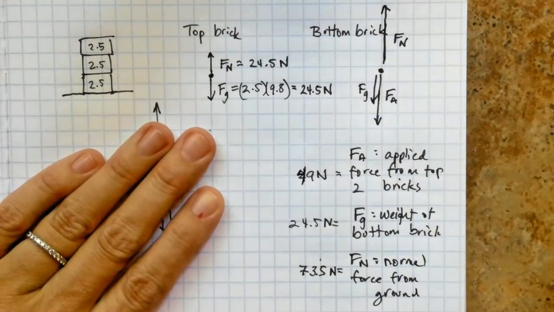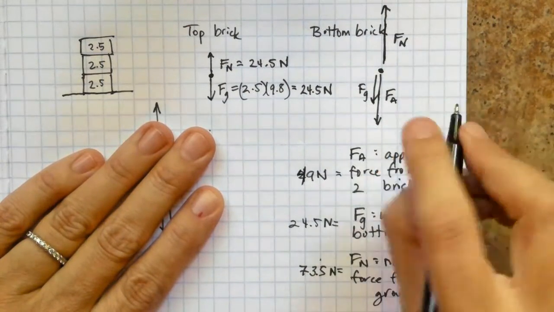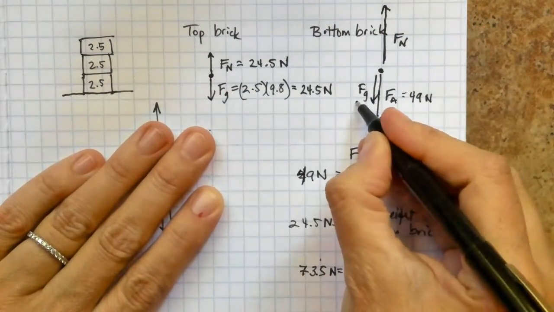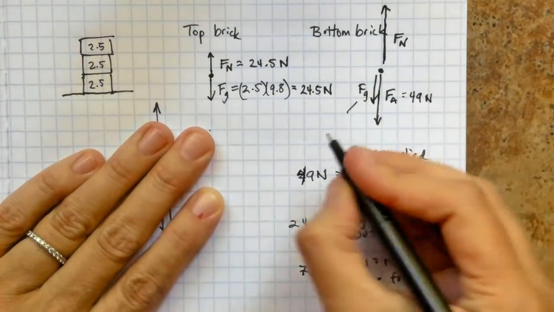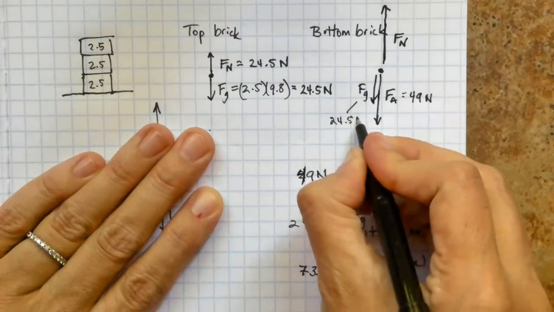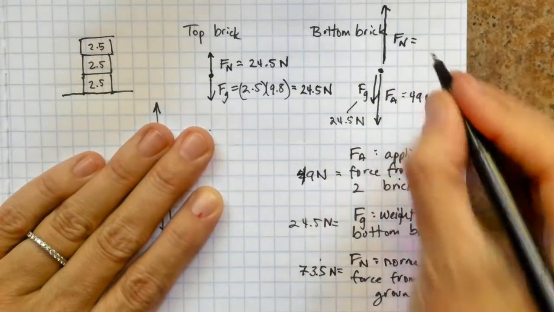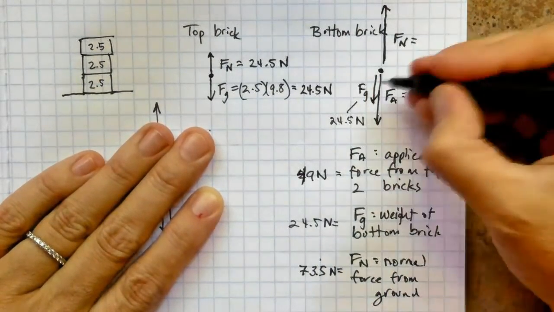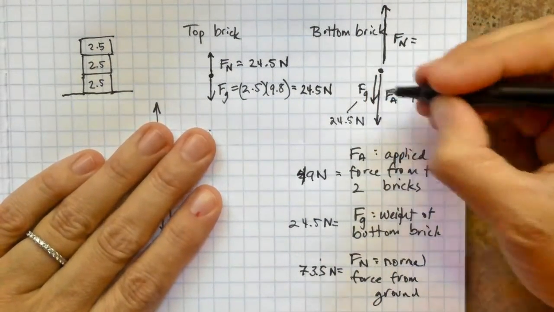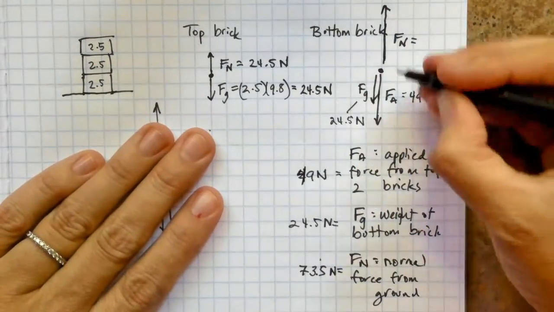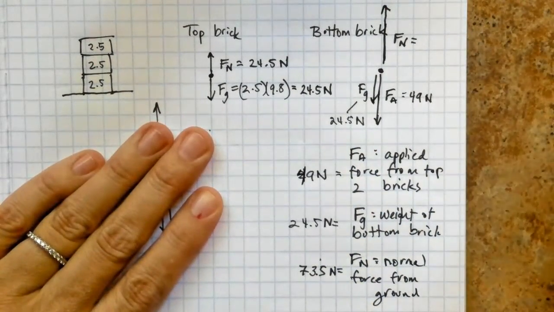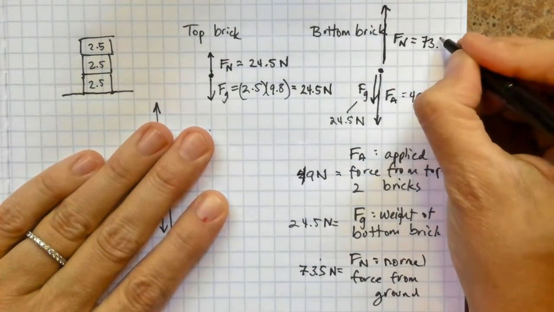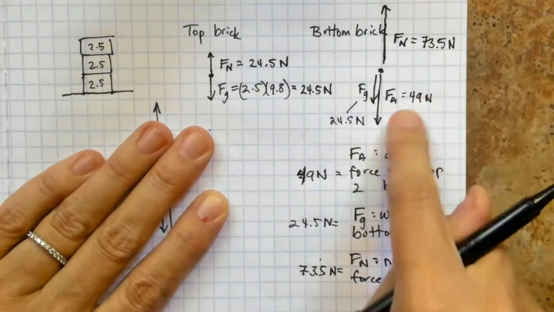So I can go ahead and fill those values in. So my applied force from the top 2 bricks is 49. My force due to gravity from just the brick itself is 24.5. And then that normal force pushing back up has to equal the sum of the 2 pushing down. Because remember, these bricks are not flying off the ground or plunging through the floor. They are at rest, and so there has to be no net force acting on them. So that normal force moving upward is 73.5 newtons, these 2 added together.